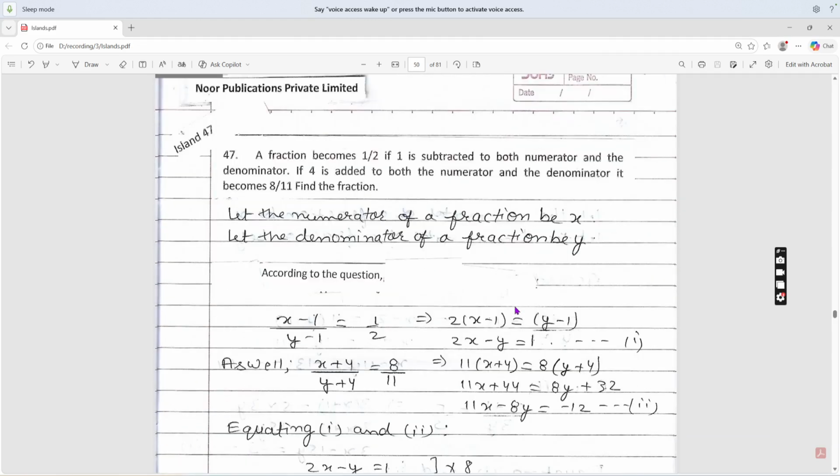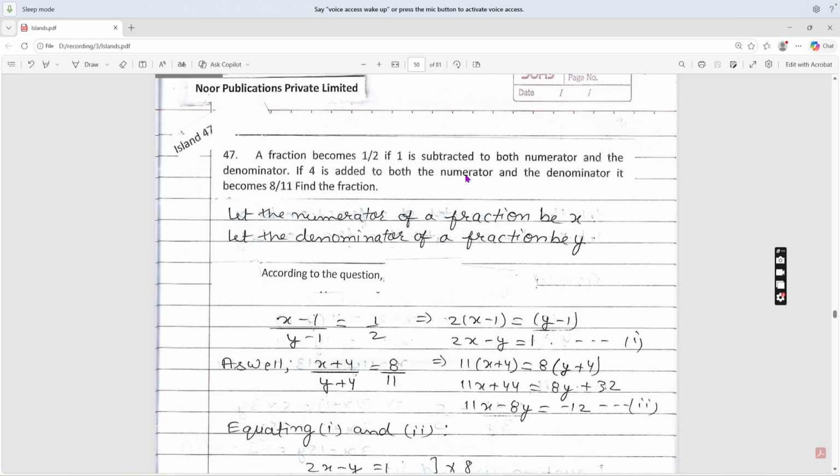Okay, next. A fraction becomes 1 by 2 if 1 is subtracted from both numerator and the denominator. Very simple. See, it becomes 1 by 2 when 1 is subtracted from both numerator and denominator. So x minus 1 upon y minus 1 is equal to 1 by 2, where x is the numerator originally and y is the denominator originally, which we have let in the answer. Now we are going to cross multiply. When we cross multiply, we are getting the answer.